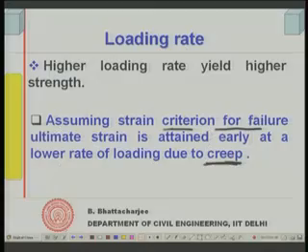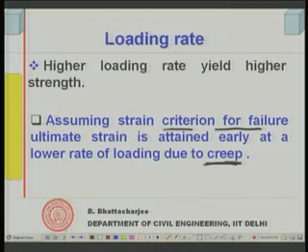So, when you have increased the rate of loading, that is, you have applied the load very quickly at a very fast rate, the effect of creep would not be there. But if you apply the load at a very slow rate, then what will happen? The load is sustained for a certain period of time, and therefore there will be a creep effect. This will result in additional strain in the material, and this has been attributed to lower strength at a slower rate of loading.